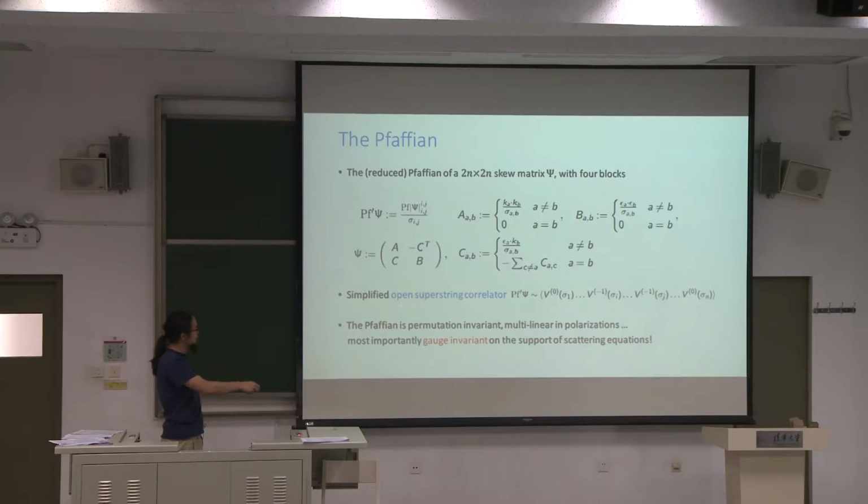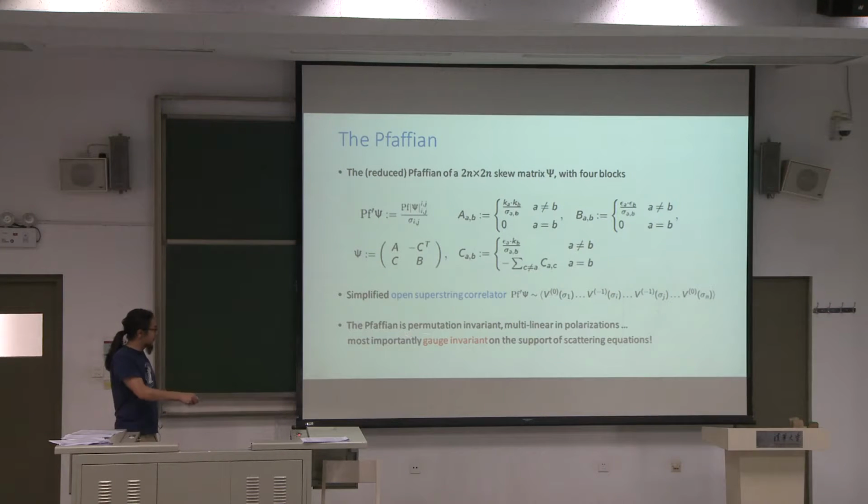So actually, the original motivation for writing this down is to mimic the open superstring correlators. You can show that the open superstring correlator on the support of the scattering equations simplifies to exactly this Pfaffian. And it has very nice properties, and the most important one is gauge invariance.